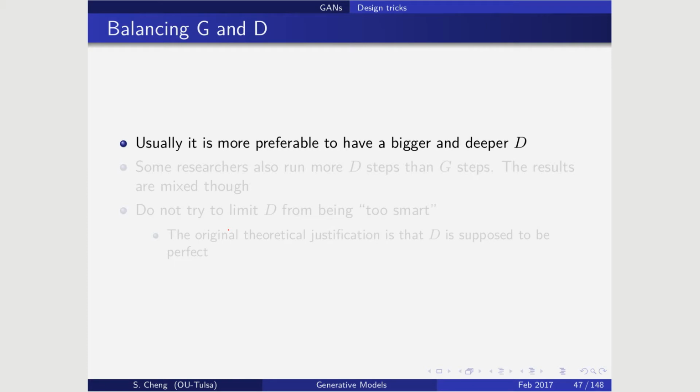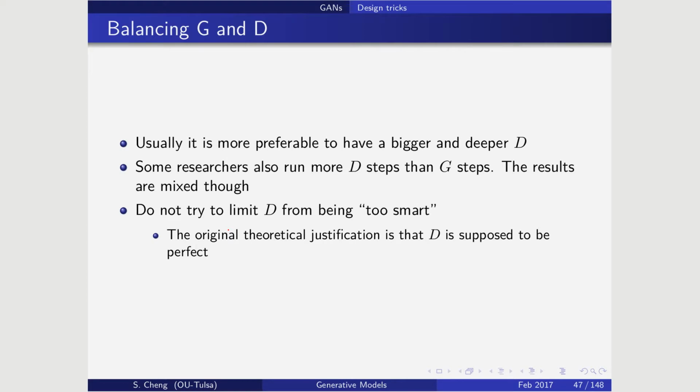Also, one remark here is we need to be careful about balancing G and D. You want to put more effort into training your D than your G. Basically, if your D is stupid, then your G is rubbish. So you don't want to limit D from being too smart. A simple approach some researchers use is, when you train the model, to just have more D steps than G steps, and that helps a little bit.